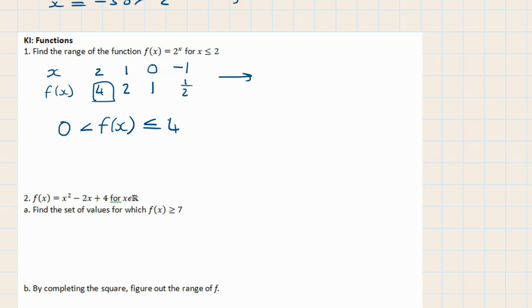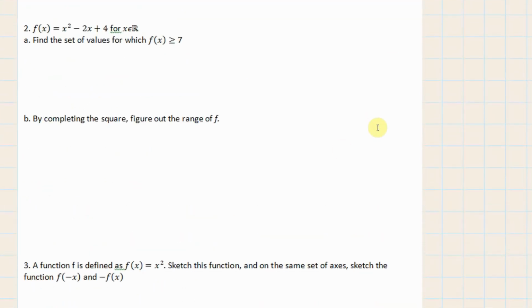Now, the next one. What have we got here? We have f(x) is x squared minus 2x plus 4. x is a member of the set of real numbers. Find the set of values for which f(x) is greater than or equal to 7. So what we do is we go, greater than or equal to 7.